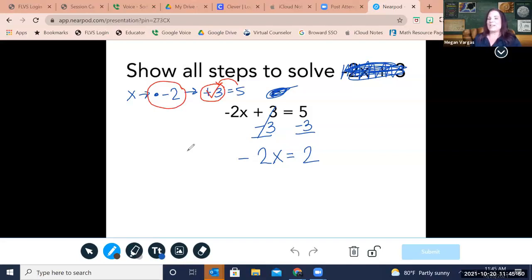What's the opposite of multiplying by -2? Yeah, divide by -2, right? So now I would divide by -2. Then I undid that. -2 divided by -2, any number divided by itself is 1. And 2 divided by -2 is -1.